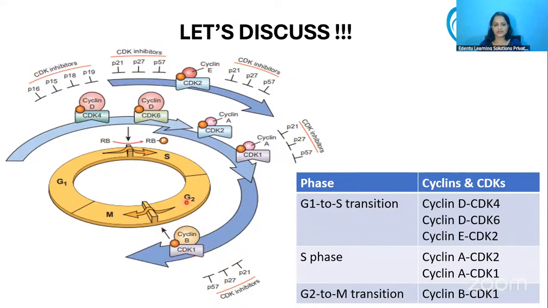In case of any doubts, it's a little bit complex to understand, but once you understand it, it will be very easy for you. Just remember this diagram alone. When you remember this diagram, it will be much easier. So the one involved in the G2 to M transition is mainly cyclin B. Remember that.